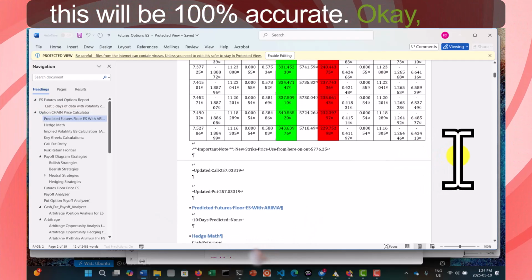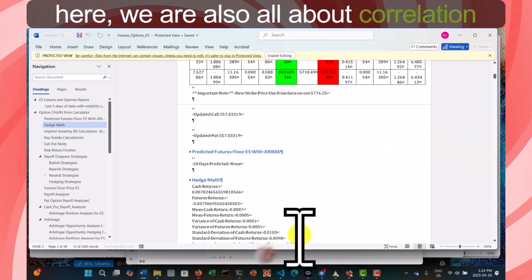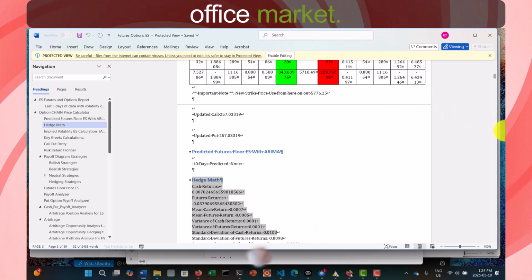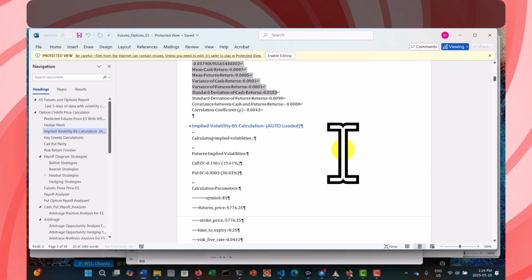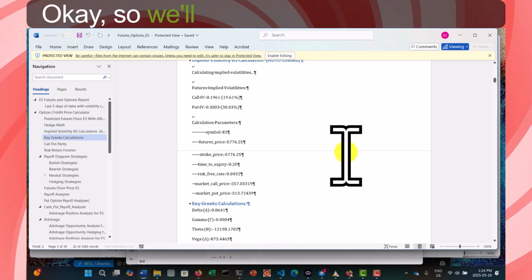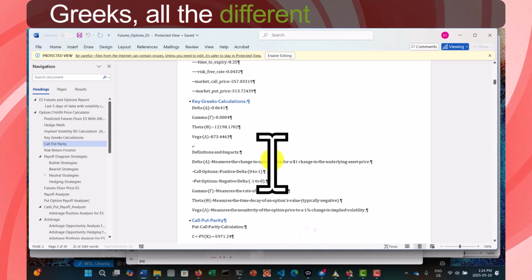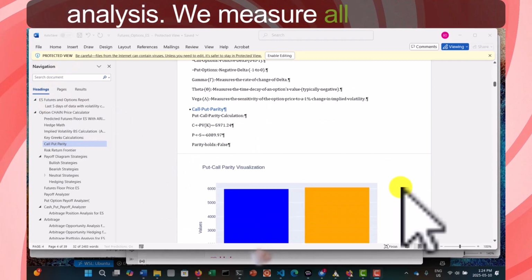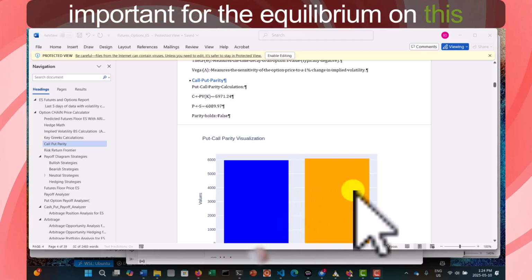Okay, so in here we are also all about correlation against the futures market and the options market. So this is all forward looking. It'll go out and simulate all the Greeks, all the different types of Greek analysis. We measure call put parity. Again, I've talked about this, it is very important for the equilibrium on this asset.